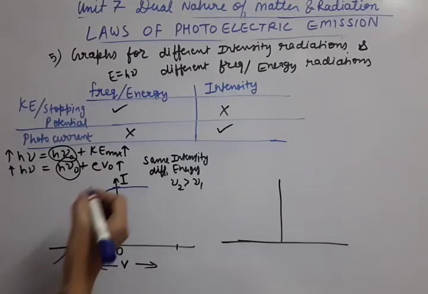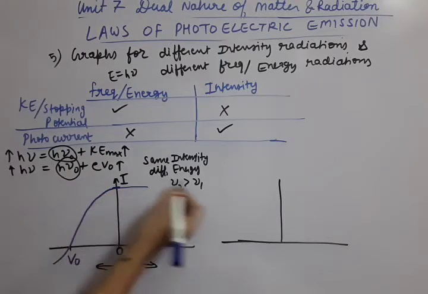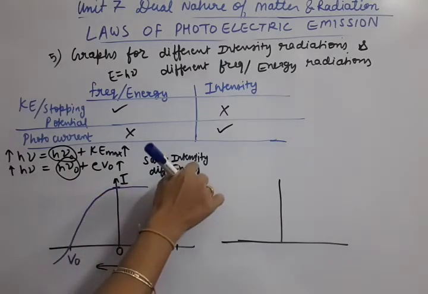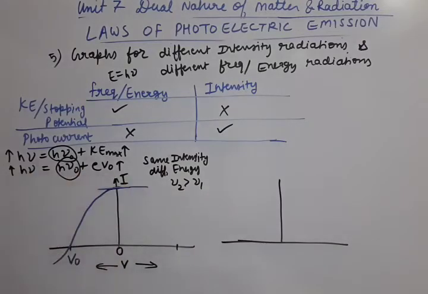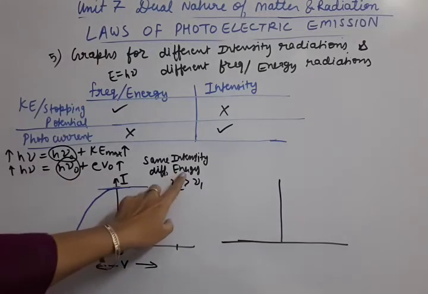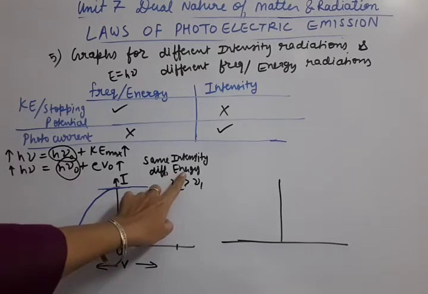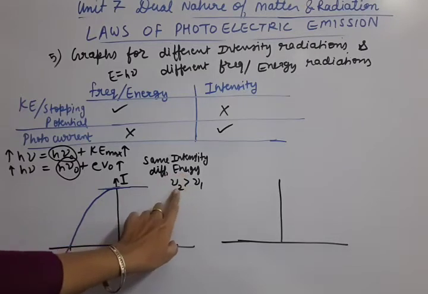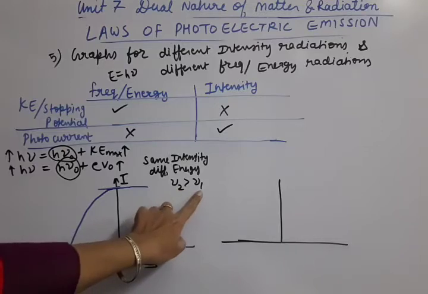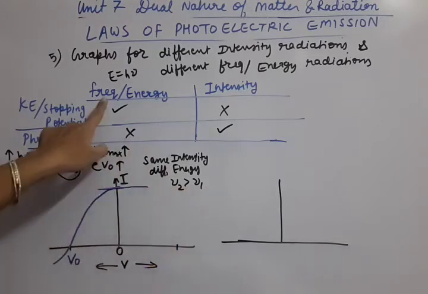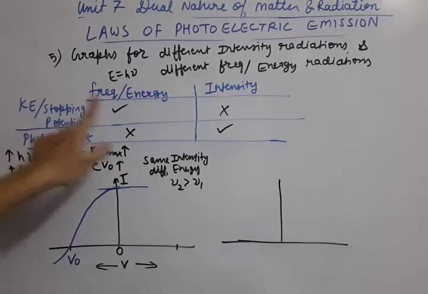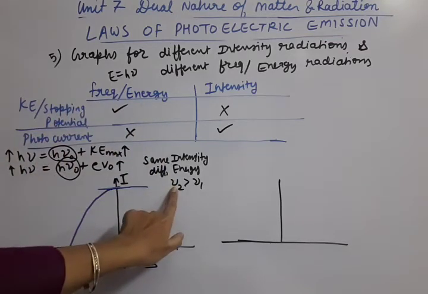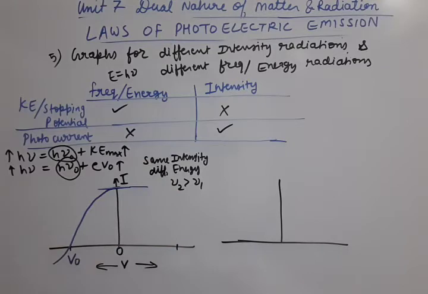Now we have two radiations given, both have the same intensity, and photocurrent depends on intensity. That means for two radiations 1 and 2, if the intensity is the same, the photocurrent will remain the same. After that, both have different energy. Out of that, nu2 is greater than nu1. And stopping potential depends on energy or frequency. So for more frequency radiation, stopping potential will also be more.